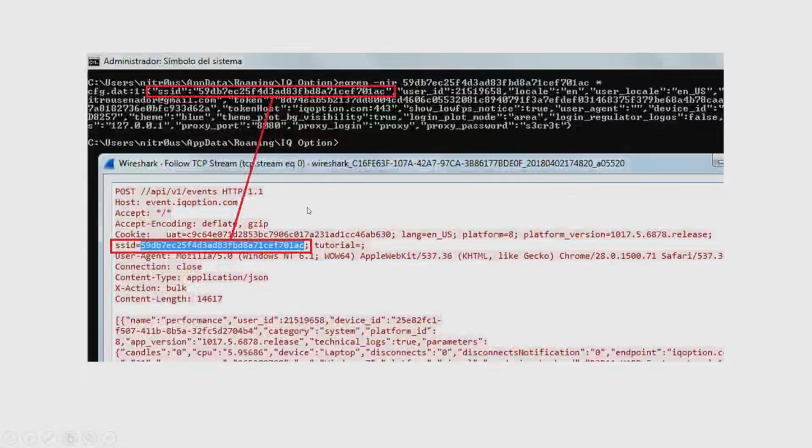This is another one, IQ Option. This one is interesting. Everything goes over HTTPS except this particular request. Probably one of the developers forgot this request, and this one goes over HTTP unencrypted. So all you need is the SSID to hijack the session.